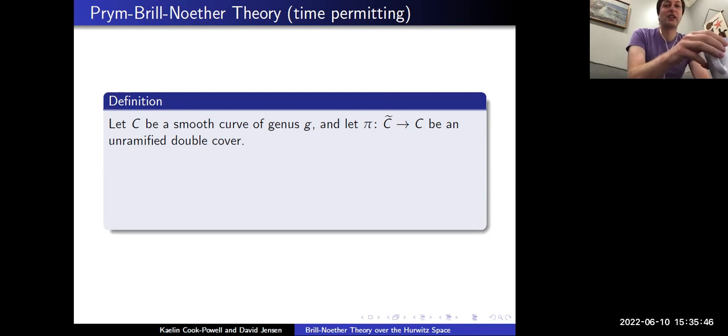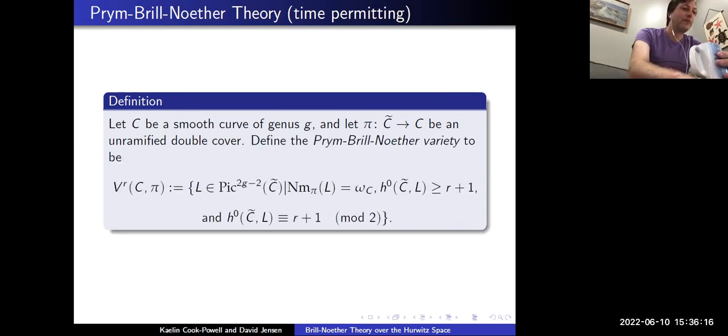So I want to also talk about the Prym setting. The Prym setting is when you have an étale double cover of a curve. So for the rest of this section, I'm going to let C twiddle to C be an unramified double cover of a curve, where the base has genus g.